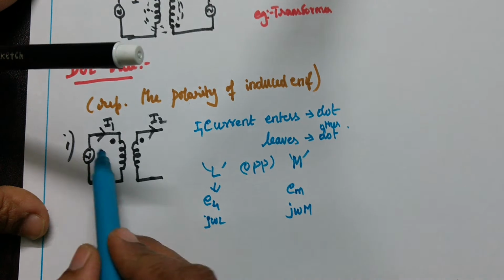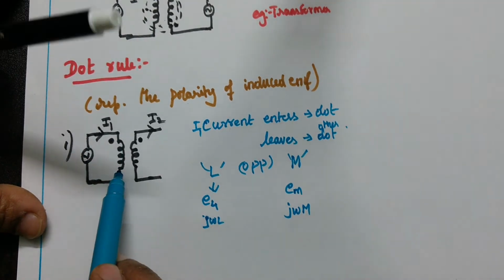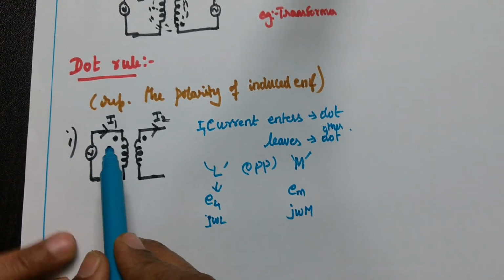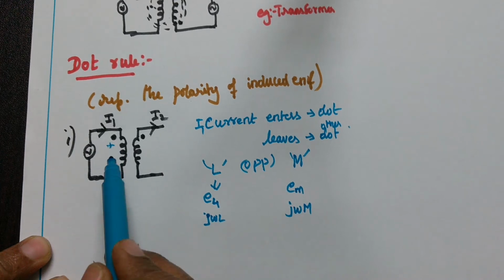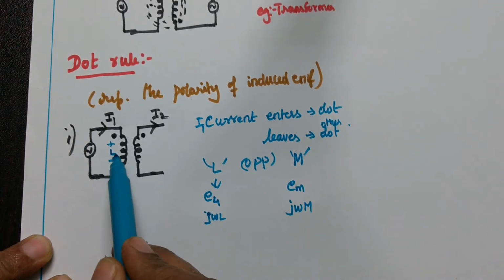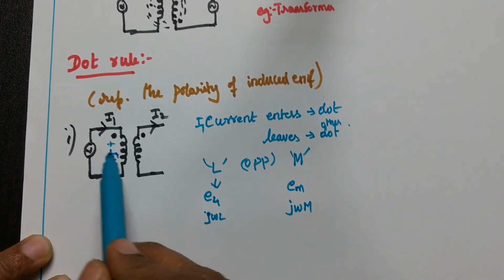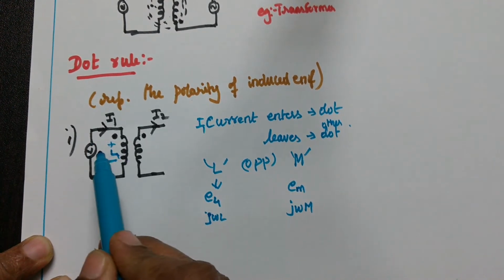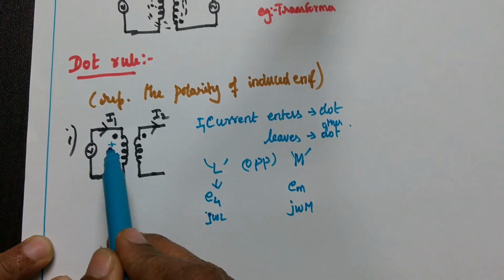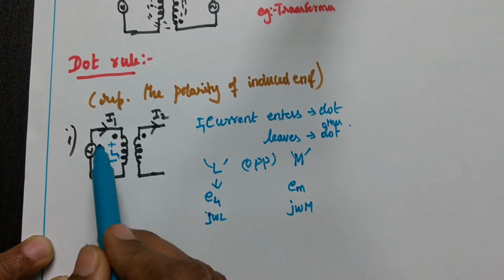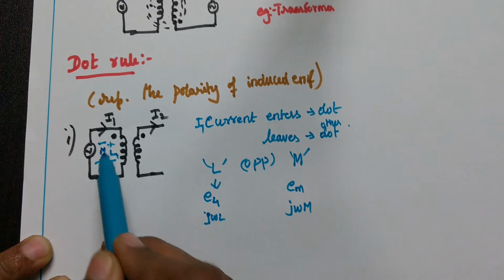So let me represent here, current enters at the dotted end. So we can represent plus minus for the self-inductance terms, j omega L1. And here there will be opposite polarity. So if the self-inductance terms are plus minus, then it is minus plus for the M terms.